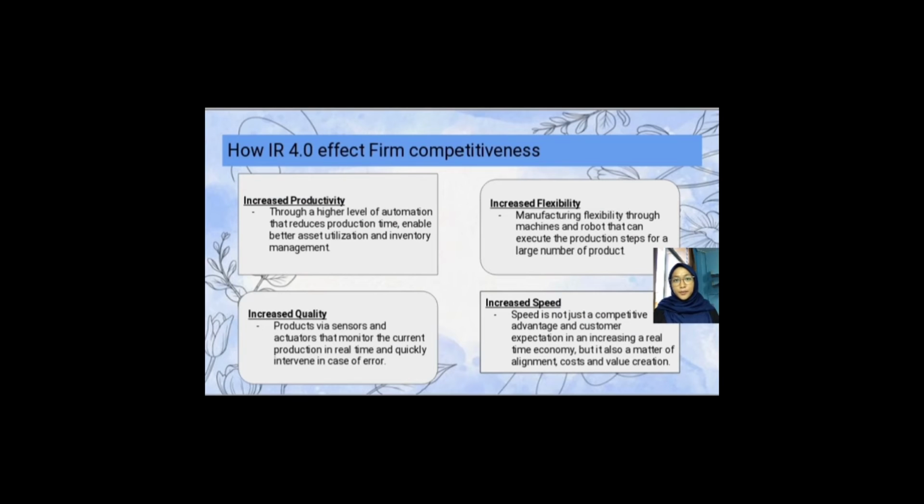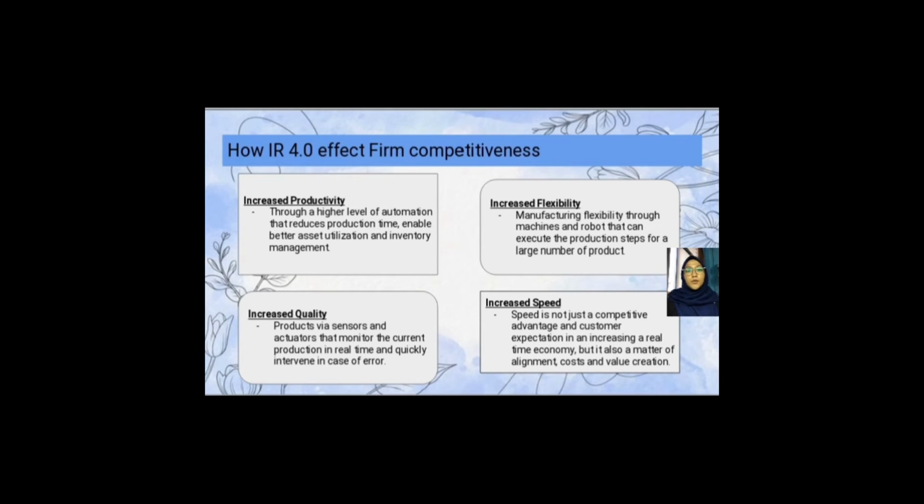How does IR 4.0 affect firm competitiveness? Firstly, by increased productivity. Secondly, increased flexibility. Thirdly, increased quality. And finally, increased speed. Firstly, for increased productivity, through a higher level of automation that reduces production time, enables better asset utilization and inventory management. Secondly, increased flexibility.